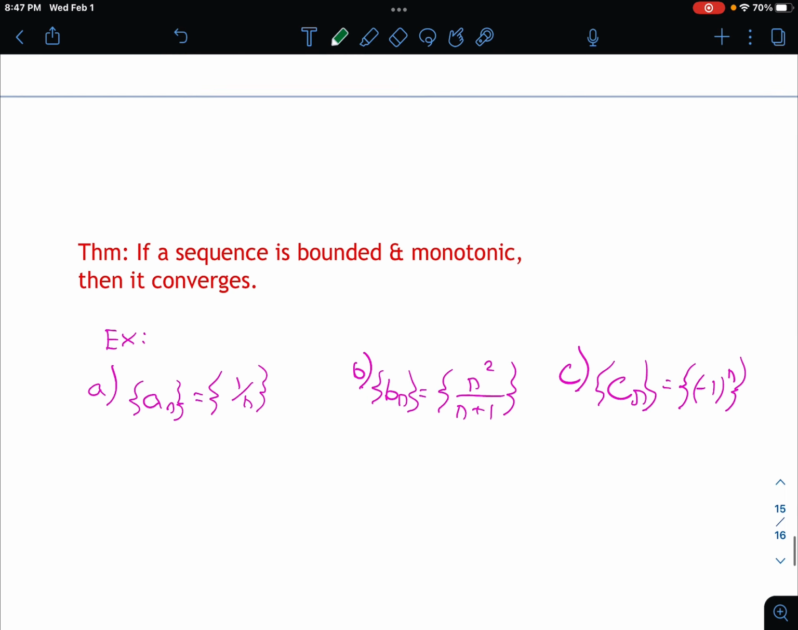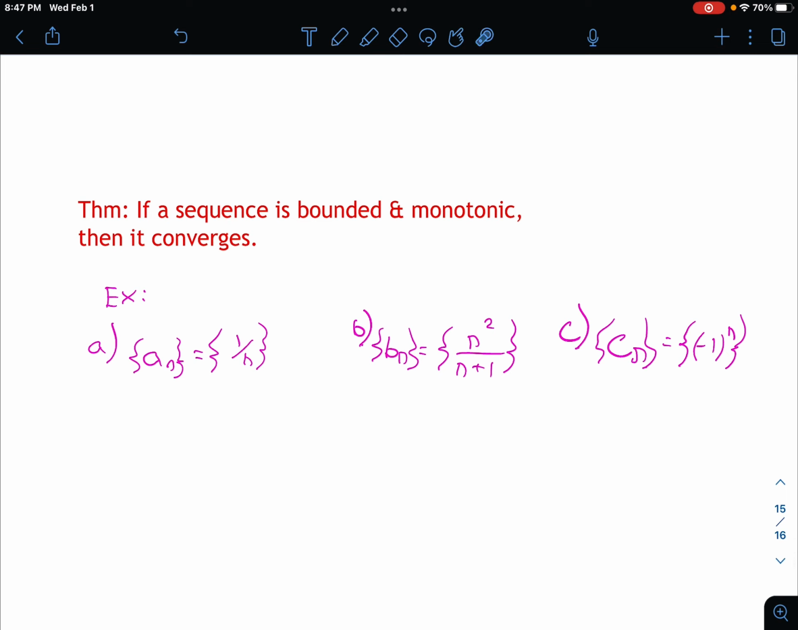Here's the theorem that goes along with it. If a sequence is bounded and monotonic, then it converges. First is a good one to look at. We're talking about a sequence here, not a series. We're not adding all the pieces, we're just looking at it. For this, we have 1 over n. If you plug in 1, we get 1 over 1, 1 over 2, 1 over 3, 1 over 4. So it's monotonic, decreasing.